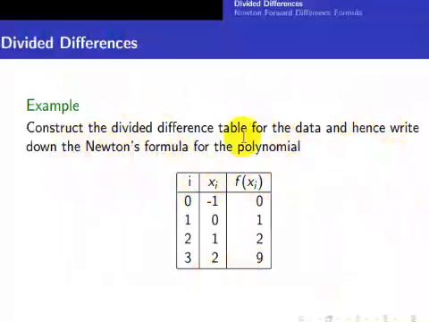So let's consider this data set, and this is the x component, this is the y component. How many data points do we have? We have 4 data points. That means the Newton's divided difference polynomial, what is its degree? The degree is 3, 1 less than the number of data points, right? So here we have 4 data points. We will get a third degree Newton's polynomial, right?